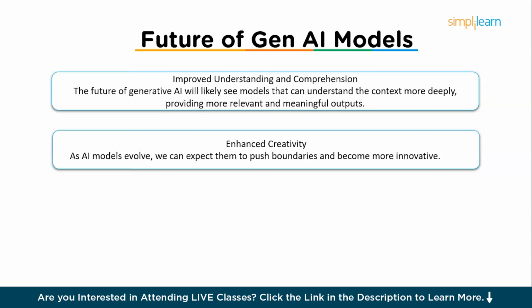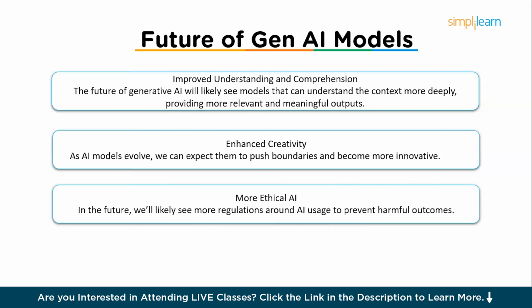So now moving on, we have more ethical AI. In the future, we will likely see more regulations around AI usage to prevent harmful outcomes. AI companies are already working on improving transparency, reducing bias, and making their models more ethical and responsible.